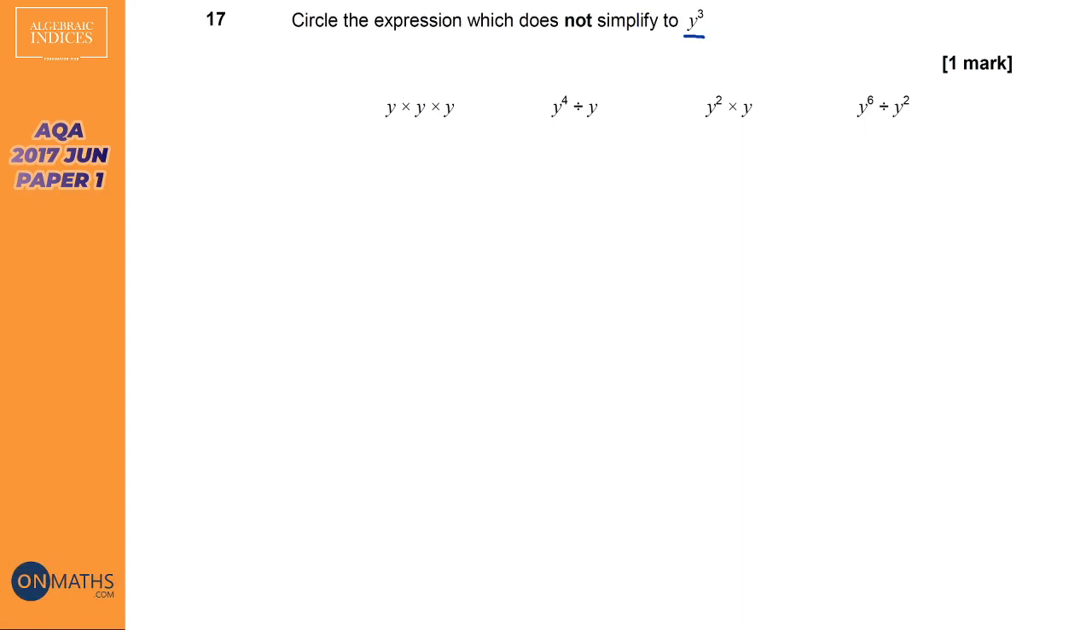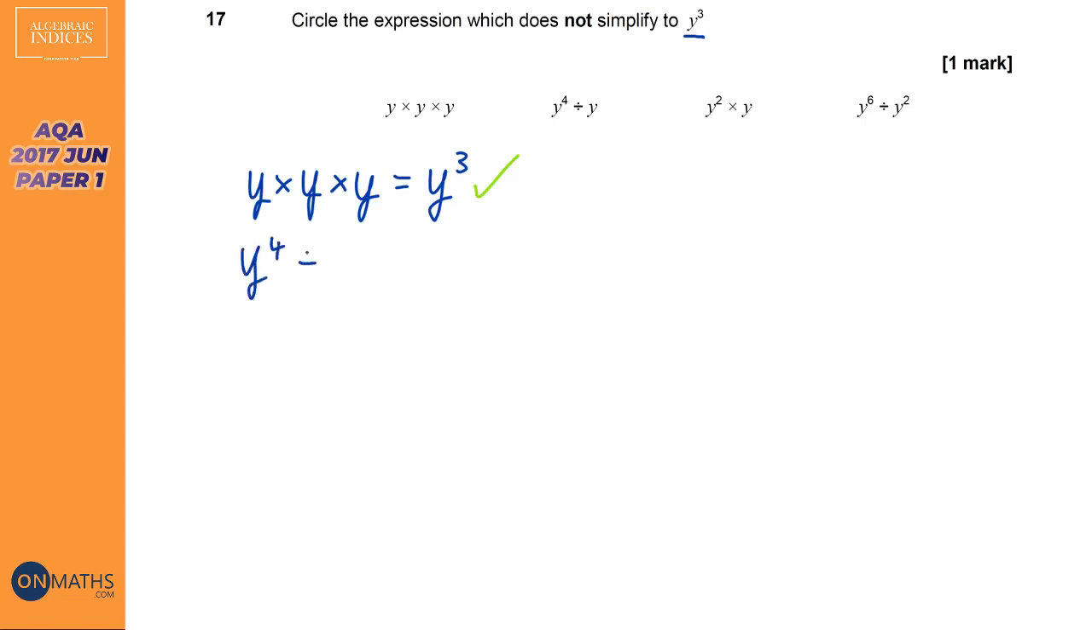So the easiest way of doing this is just simplifying each of them. When you times anything by itself 3 times, you get that thing, which in this case is y, to the power of 3, because it's times by itself 3 times. So that, in fact, is simplified to y cubed. So that's not the one we're looking for.